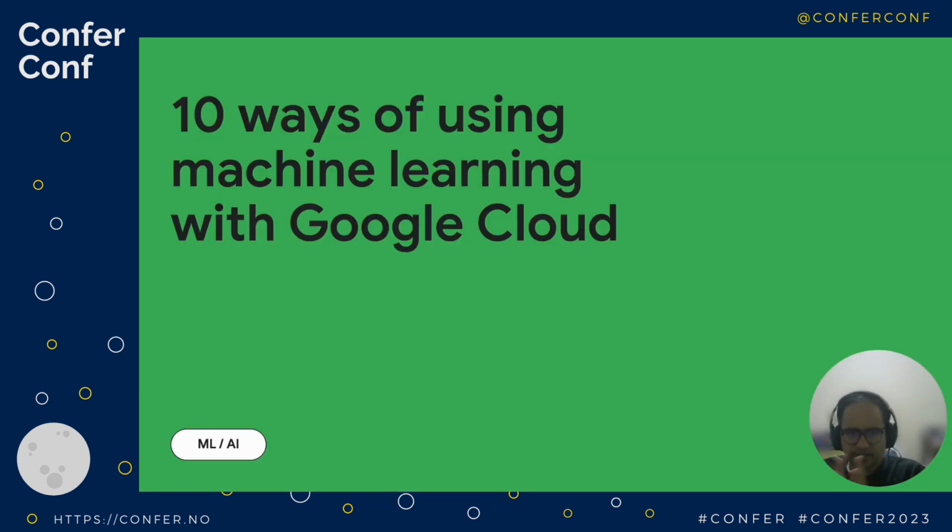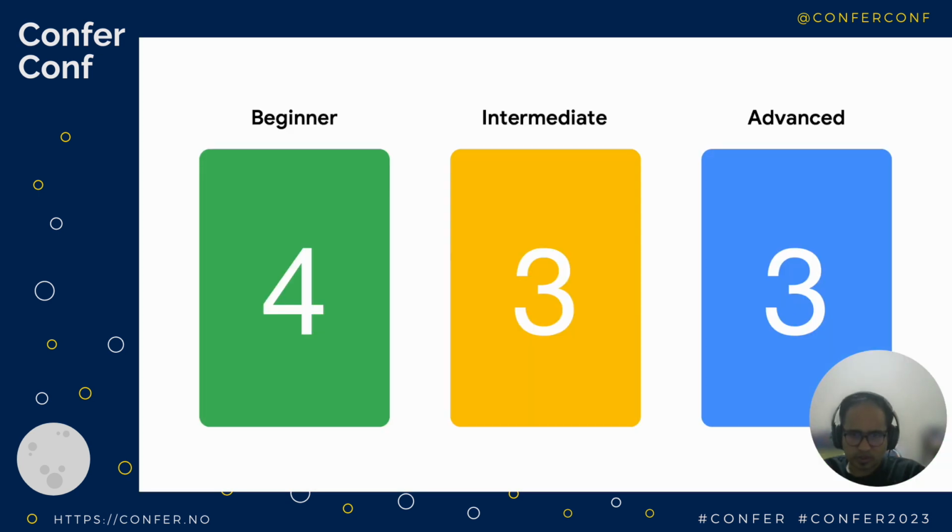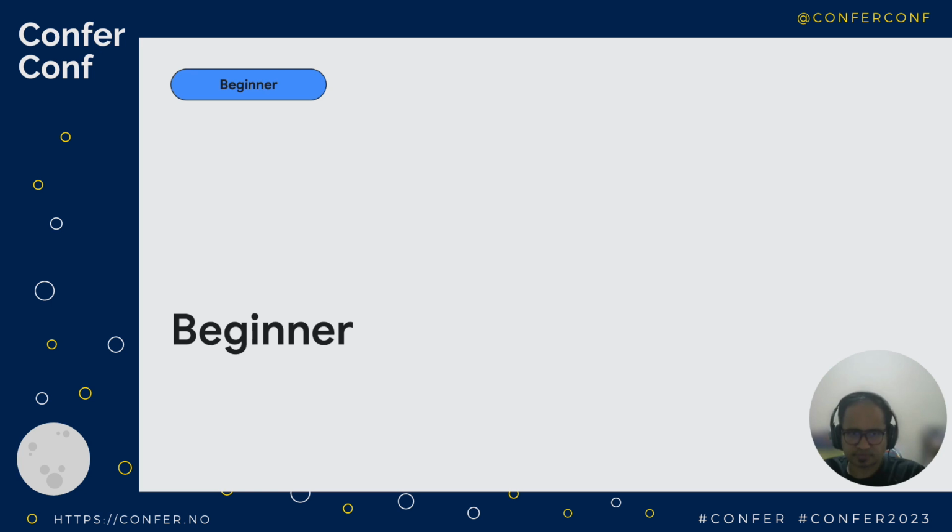So we're going to look at 10 ways of using machine learning in Google Cloud and how to use some of those models for on device. It is divided into 3 parts: some of them in beginner, some in intermediate, some in advanced. And we're going to look at all of them.